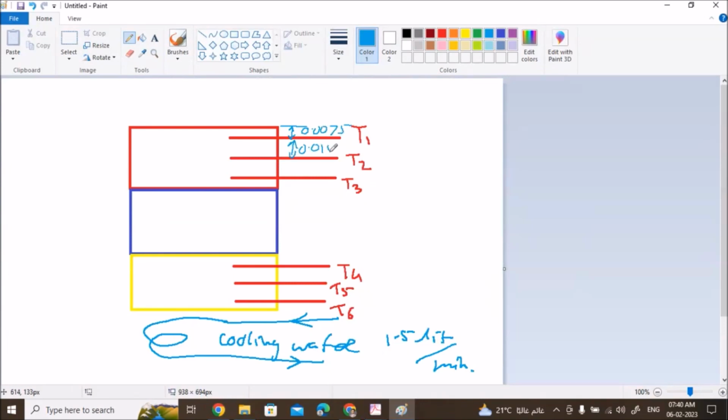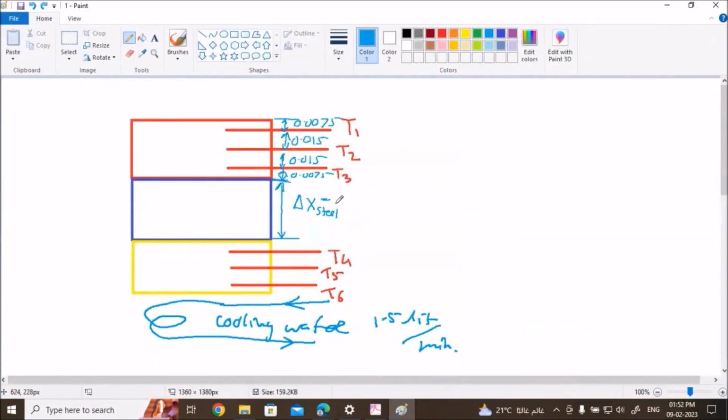This is 0.015. The distance between this is also 0.015. Again, this is phase and thermocouple, 0.0075. The distance of the unknown specimen is delta x, and it is steel, so I will write here steel. Delta x steel is equal to 0.030 meter, as given in the lab manual.